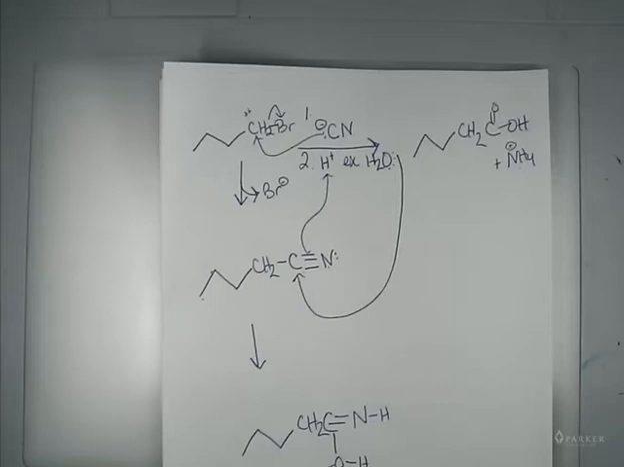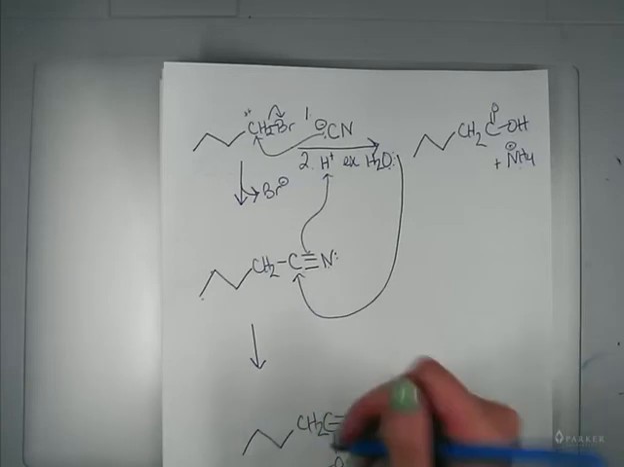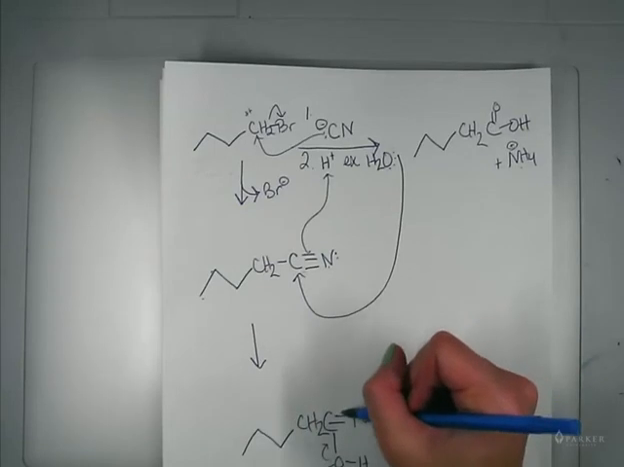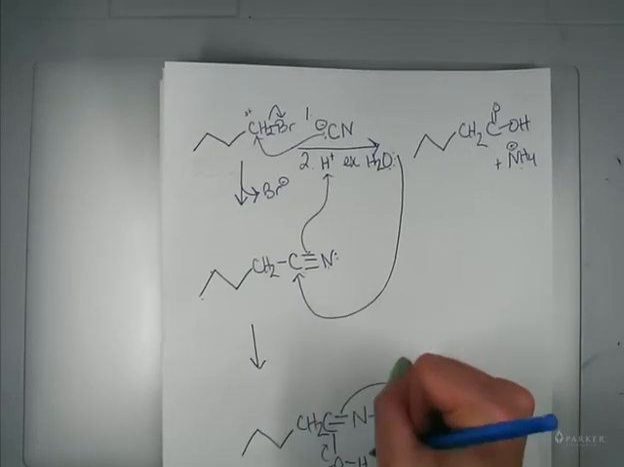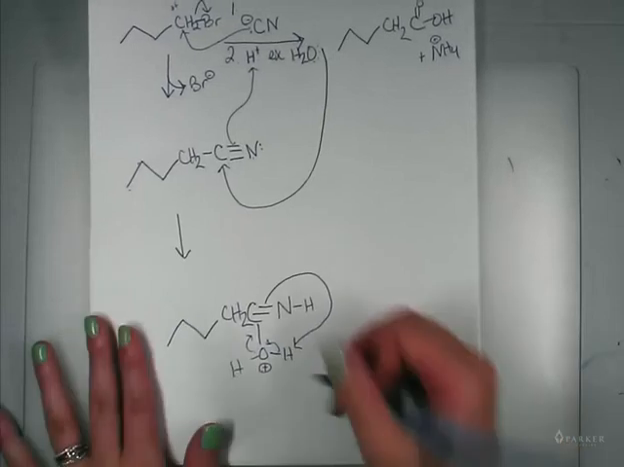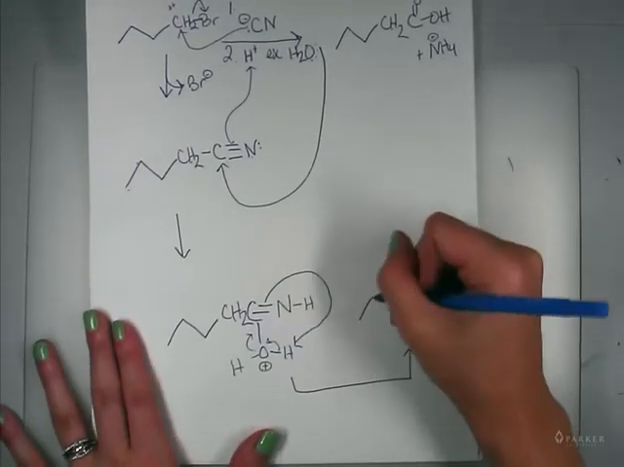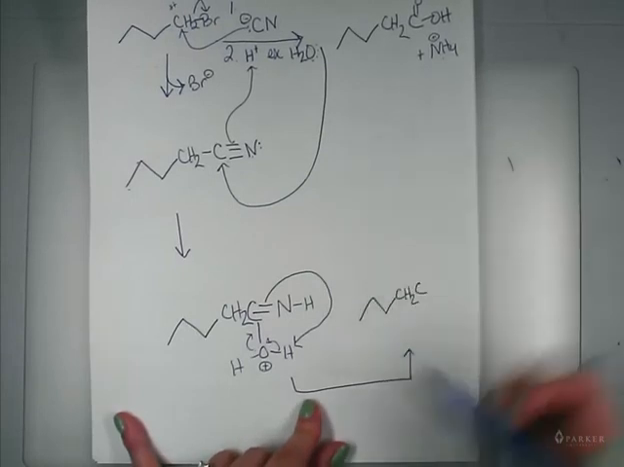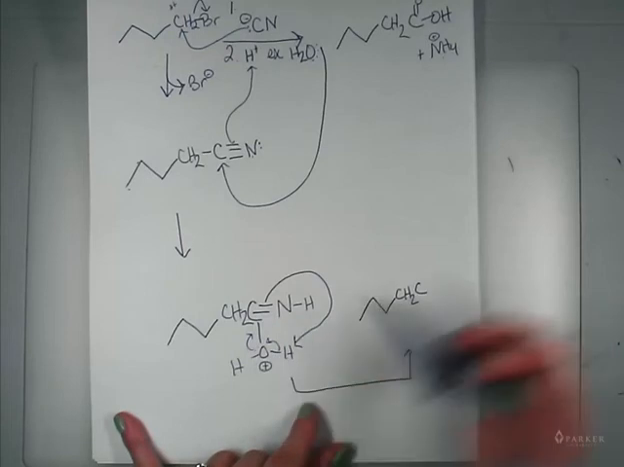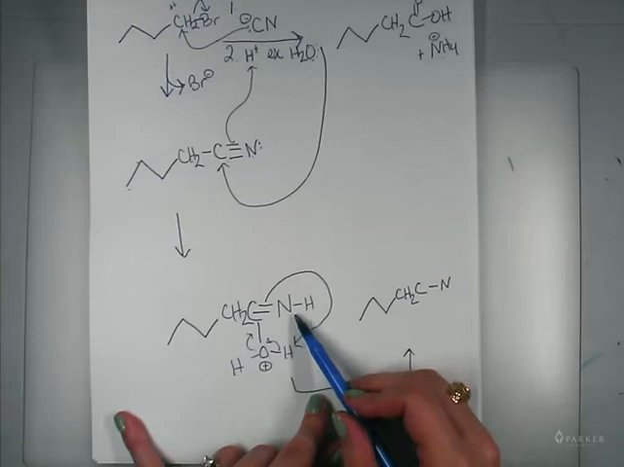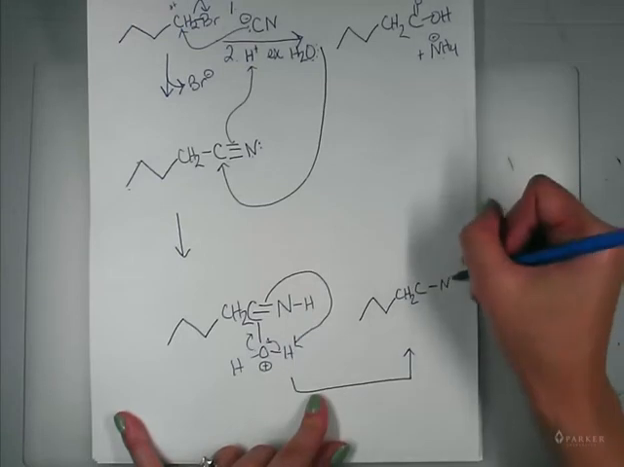Okay, what do you think happens now? Yeah, oxygen can push its electrons down, which will cause us to grab another hydrogen there. Okay, so I still have CH2, C. Now how many bonds to nitrogen? 1. And how many hydrogens does it have on it? 2.